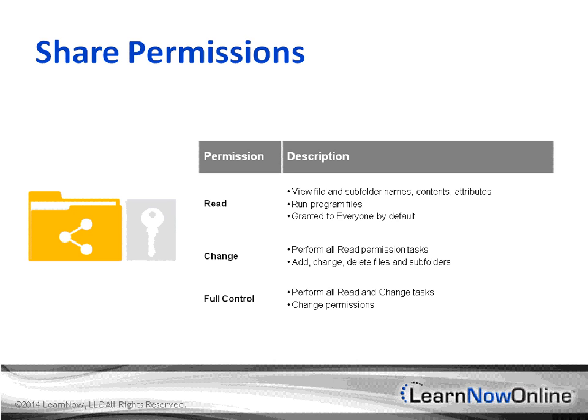Now, with NTFS, we have not only the NTFS permissions to deal with, but also share permissions as well. There are 3 basic share permissions in NTFS: read, change, and full control. Read: you can view file and subfolder names and run program files. It's granted to everyone by default. Change: perform all read permissions and add, change, and delete files and subfolders. Full control: we can perform all read and change tasks as well as change permissions on that particular folder.